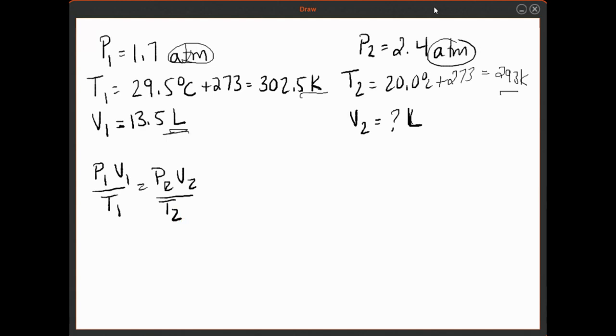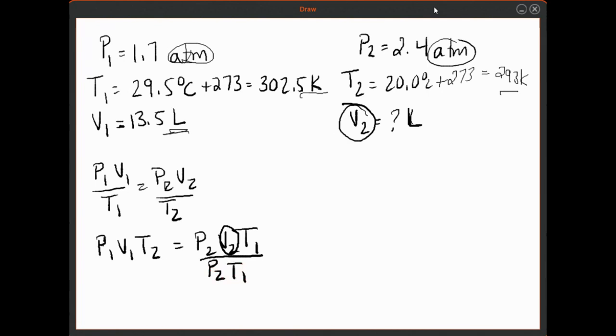Again, cross multiplying allows us to make the solving of the equation much easier. So I'm going to cross multiply to get P1 V1 T2 equals P2 V2 T1. And I'm solving now for V2. So to get it by itself, I'm going to divide both sides by P2 T1.